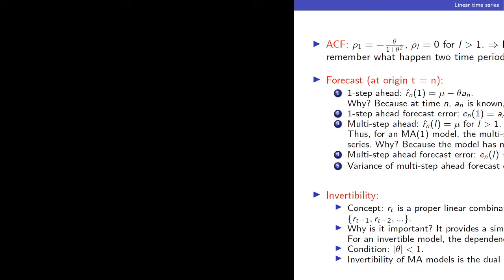And in this case, since the shock value in time a-1 is not known, our forecast will become something like this. The corresponding error would be exactly this, with variance like this. And if we would go to several steps ahead, our estimate would be exactly the mean, which means basically in an MA1 model, multi-step ahead forecasts are the mean of the series. Why? Because the model doesn't have enough memory.